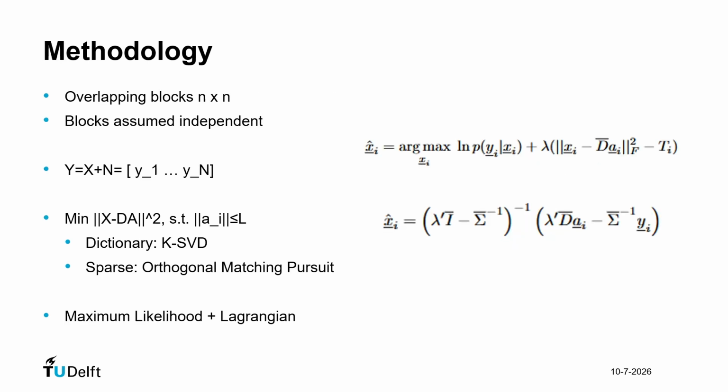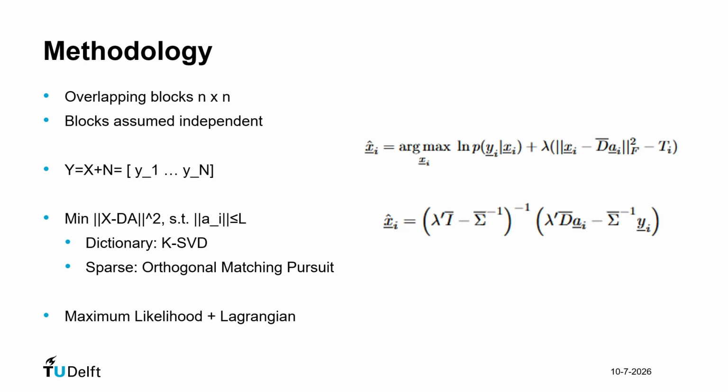So that brings us to the methodology. We will start by dividing the image into overlapping blocks of the size n times n, and then we will be trying to apply dictionary learning on the blocks rather than the big image itself. What we will do is we will assume these blocks independent, which will allow us to compute things locally and indeed reduce the memory size required.